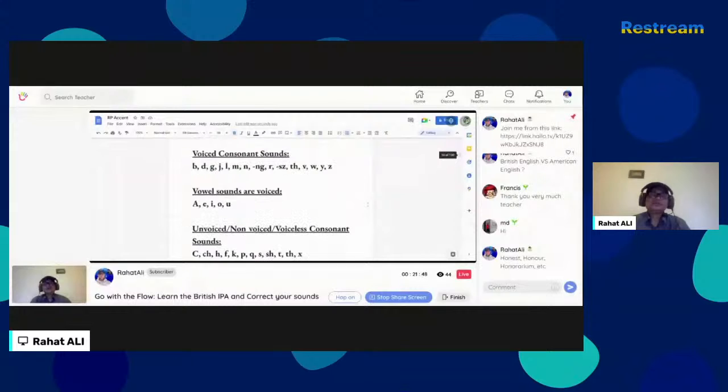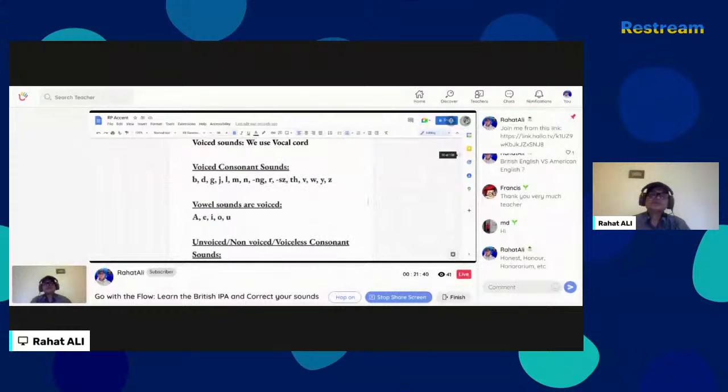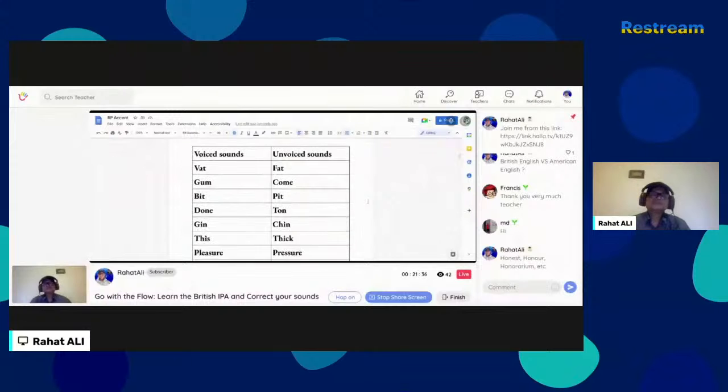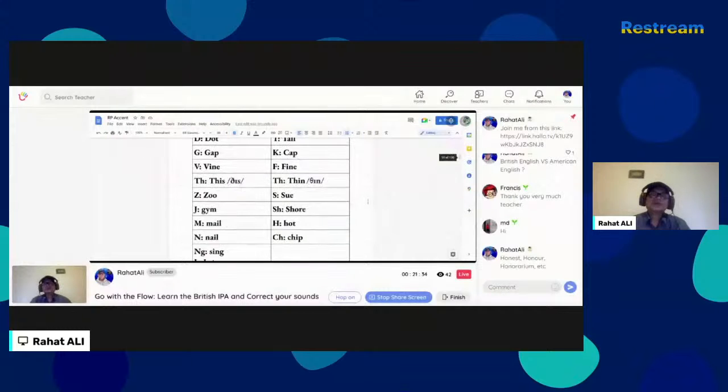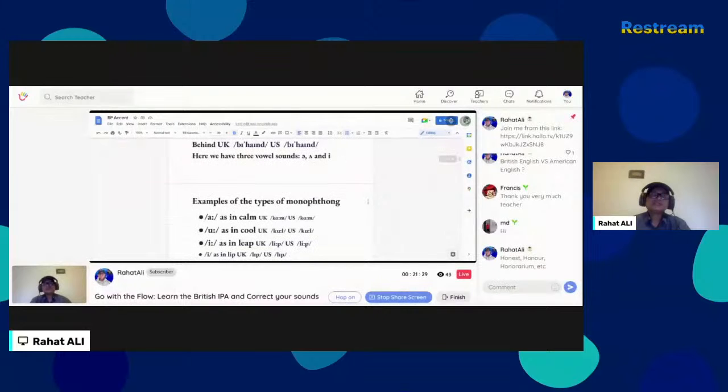Remember that the Z in the UK is called Z in the US, the letter Z. We've explained voiced and unvoiced sound and how it has impact on our pronunciation. Yes, monophthongs.